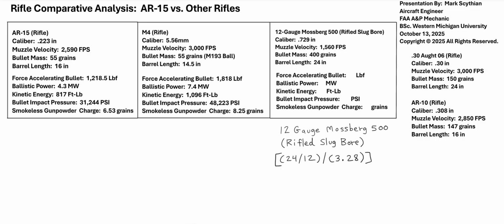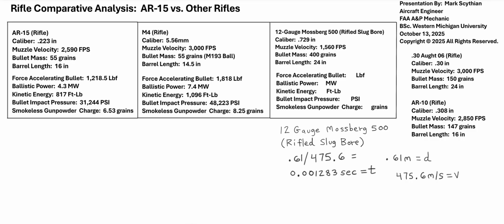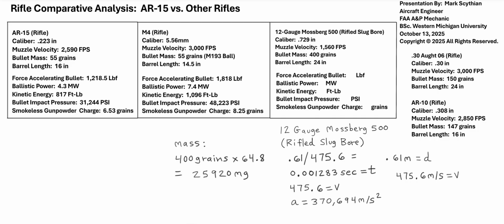So first thing we do is we get the barrel length in meters, 0.61 meters. Then the muzzle velocity in meters per second. Then dividing the D by the V, we can get the firing time T. Then we can get the acceleration from those values. So we convert the 400 grains to kilograms. So a 400 grain slug has an equivalent kilogram mass of 0.02592 kilograms.